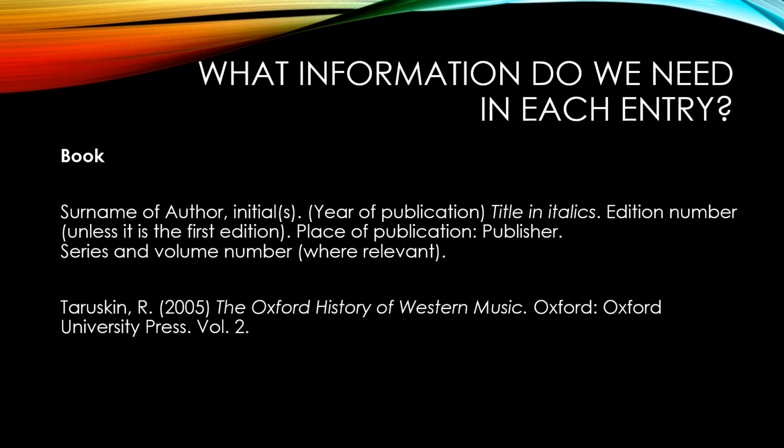Well, in the first instance, we need the author's surname, the initial of their forename, and this is followed by the year. The title of the book appears in italics. Then there is the place of publication and the publishing company. If applicable, the series or volume number should appear at the end. This is because several academic texts are published as a series of several volumes, so we need to know which one was used to carry out this research.